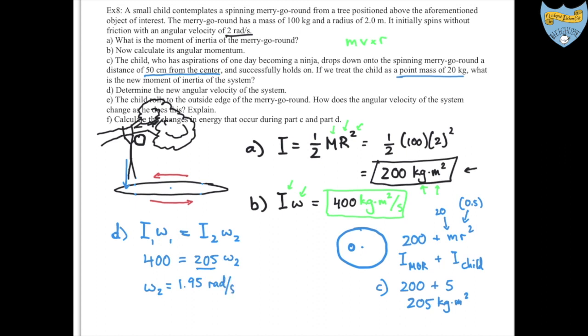So it was moving at 2, now it's moving at 1.95. Didn't slow down that much. Now, continuing the story, the child now rolls to the outside edge of the merry-go-round. Well, why would that matter?